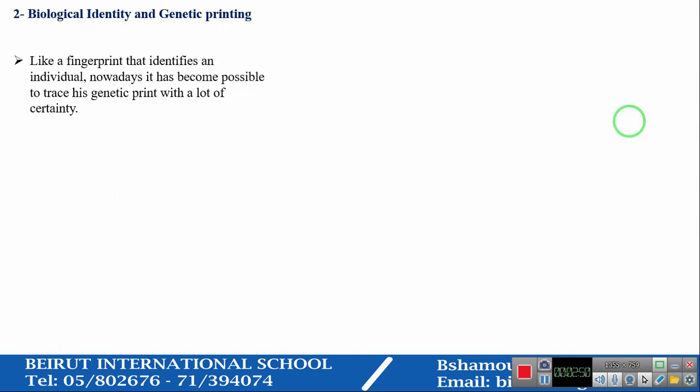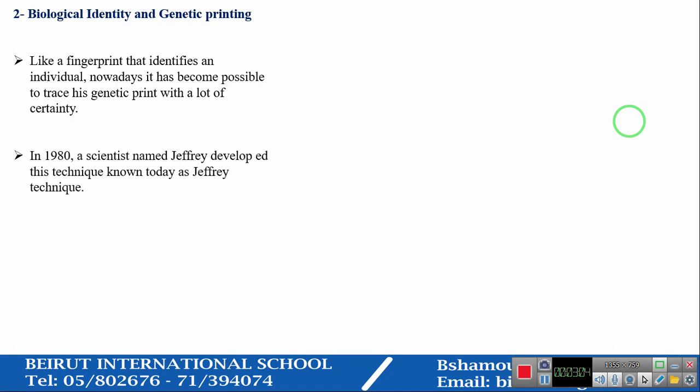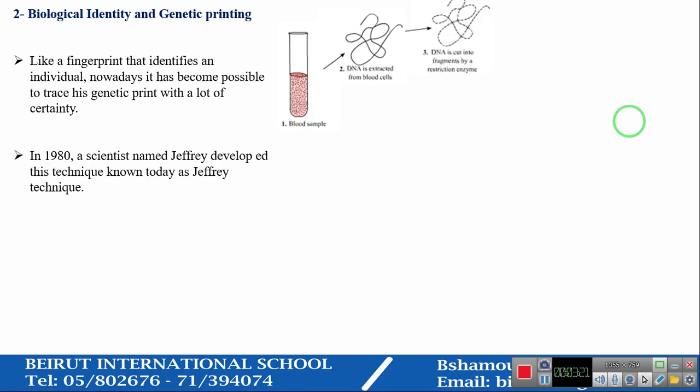Let's talk about the biological identity and genetic printing. Like a fingerprint that identifies an individual, nowadays it has become possible to trace his genetic print with a lot of certainty. In 1980, a scientist named Jeffreys developed this technique, known as the Jeffreys technique. In this technique, a blood sample is extracted and DNA is extracted from the blood cells. The DNA is cut into fragments by a restriction enzyme.